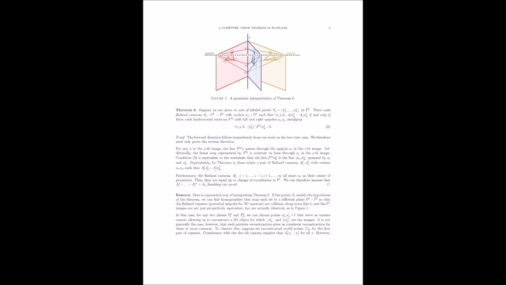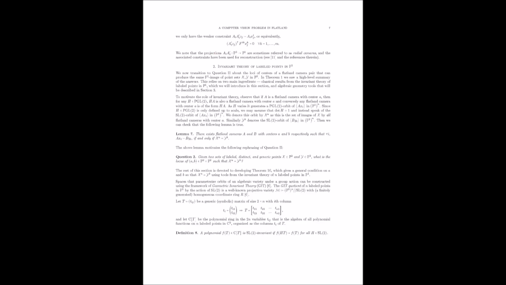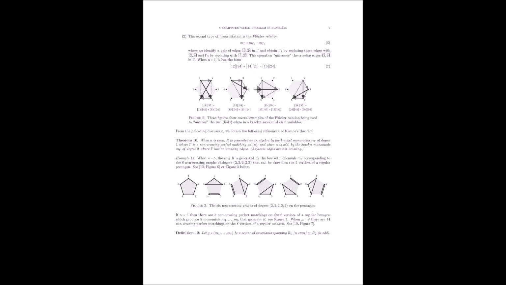The paper mentions something called Joubert invariants. You're right, Joubert invariants are the key here. They're specific mathematical expressions that remain unchanged, or invariant, under certain transformations. In our case, those transformations are related to how we change the coordinate systems of our Flatland cameras. So it's like finding those core properties of the system that stay the same even when we shift our perspective a little bit.